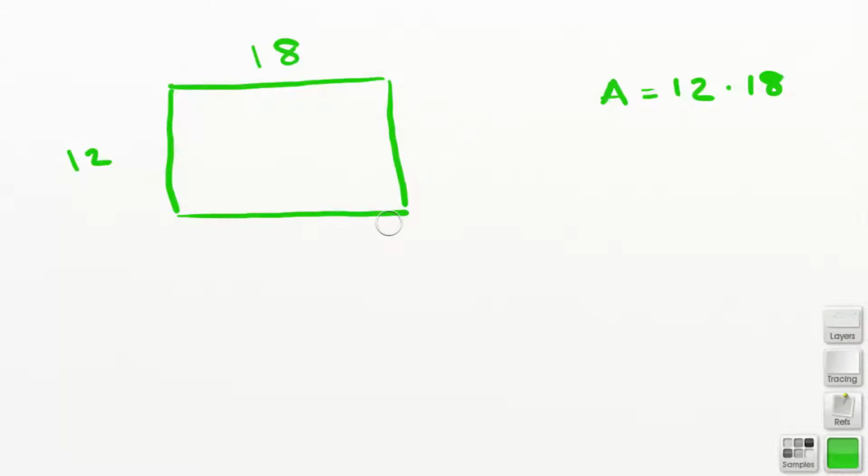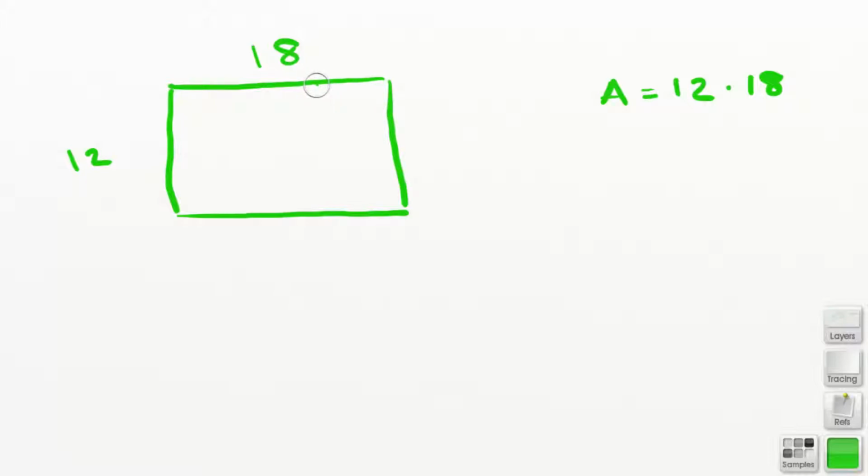12 times 18 should be the answer, but we don't know what 12 times 18 is, and we don't want to teach them to rely completely on their calculator. So let's say, all right, how are you going to figure this out? Well, we can use the same strategy that we used earlier to break this into smaller rectangles that we can understand, and then we're going to add up the total area.